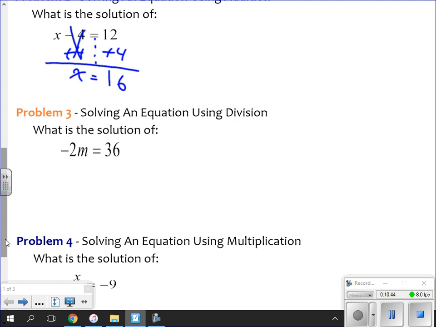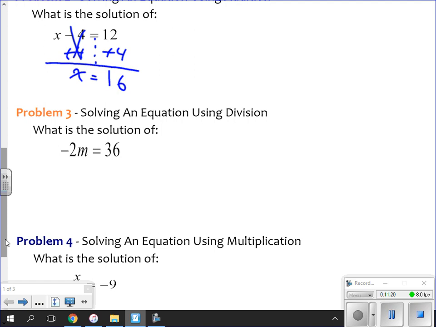Problem number 3. Negative 2m equals 36. When I have negative 2m, what does that mean I'm doing to the m? What's being done? Not what do I want to do, what's being done to the m? What does negative 2m mean? It's being multiplied. Being multiplied by what? By negative 2. Watch your negatives and positives.